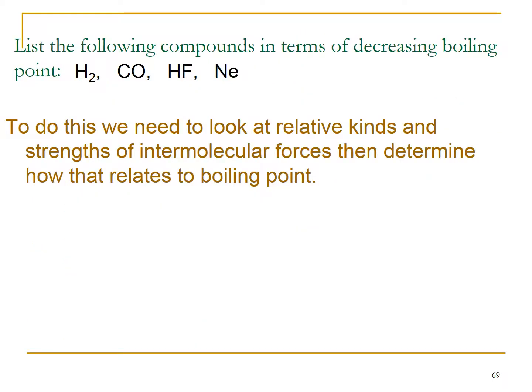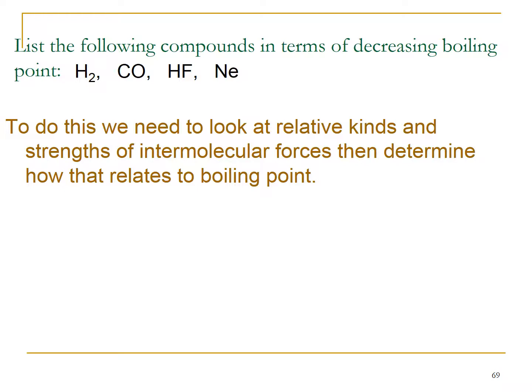All right, so let's look at an example. List the following compounds in terms of decreasing boiling point. Again, I'm not going to try to mix apples and oranges, so you'll probably be able to follow the rules pretty well. First, we have to determine how decreasing boiling point compares to intermolecular attractions. Well, we know the higher the boiling point, the stronger the attractions. So basically we want to list these from highest intermolecular attraction to lowest intermolecular attraction.